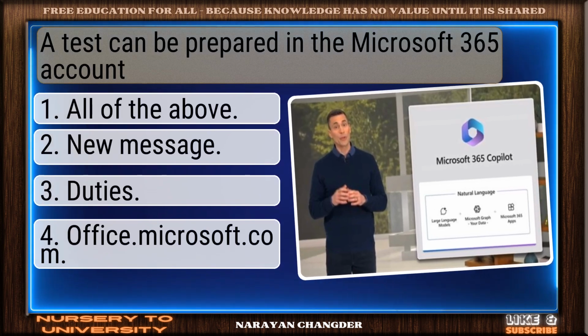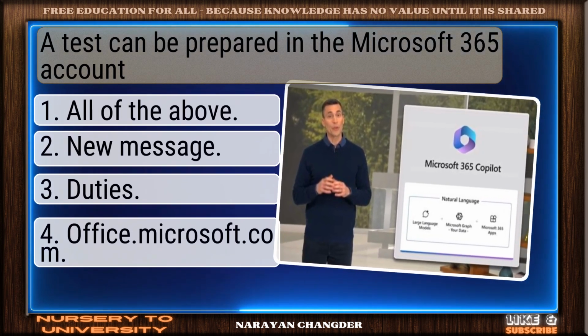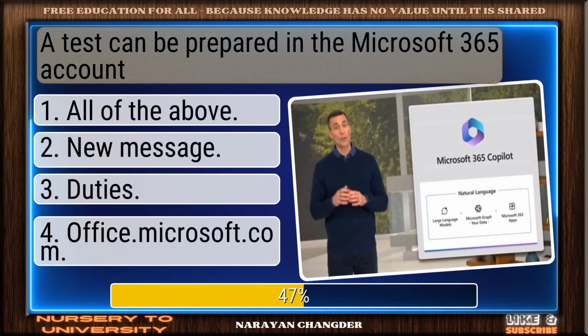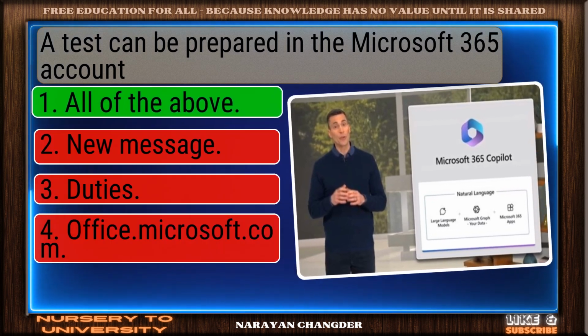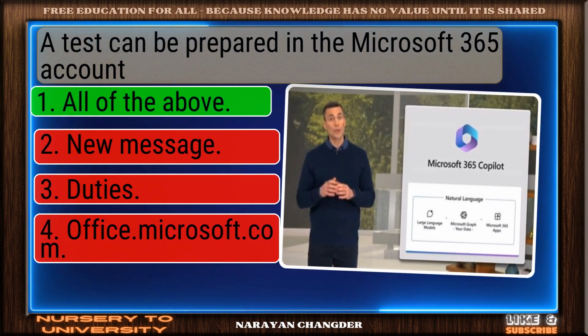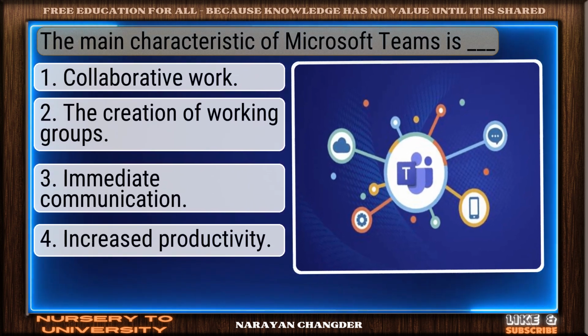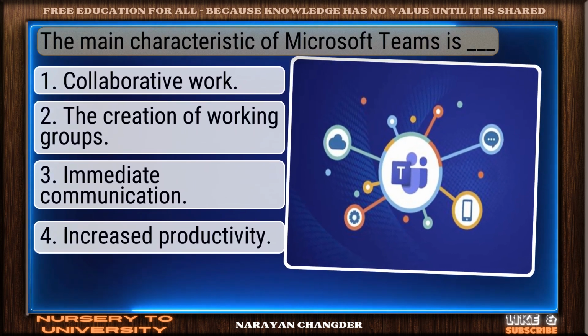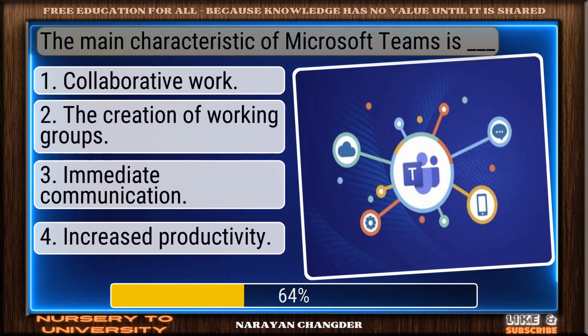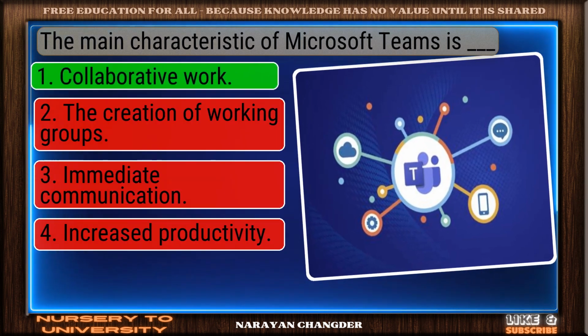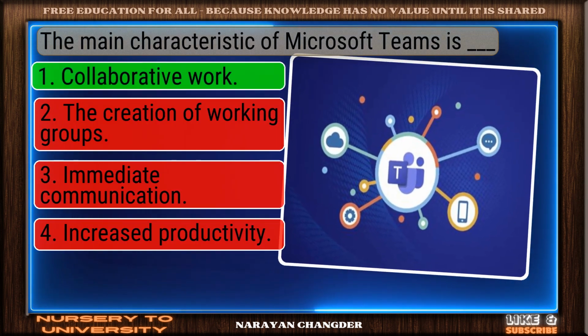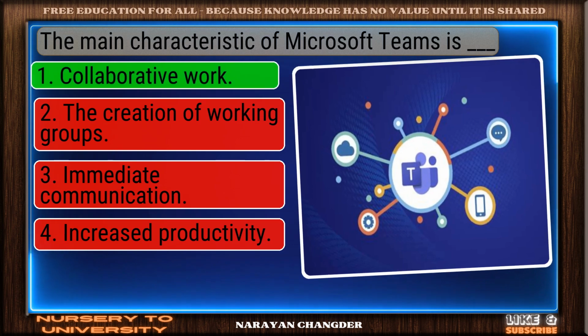Question number 7. A test can be prepared in the Microsoft 365 account. Sharp thinking. All of the above is the right choice. Question number 8. The main characteristic of Microsoft Teams is dash. Perfect. Collaborative work is the correct choice.